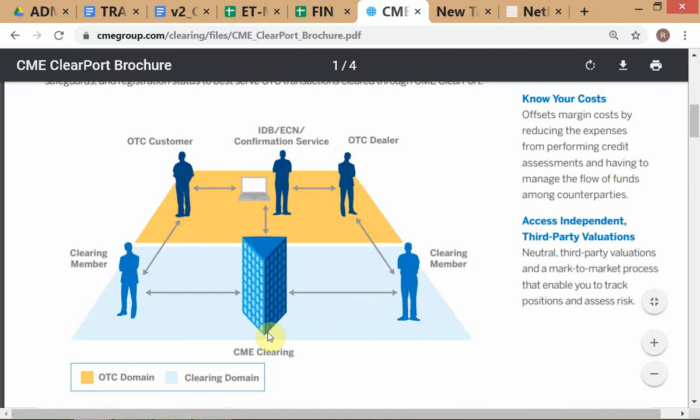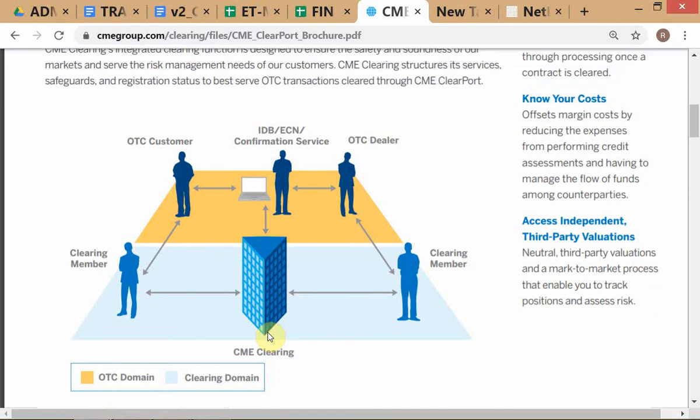Now CME clearing, this is actually the clearing house. So please note there are also notes. These are all there. We also have readings from Hull for this topic. So make sure you read that also. But those readings, actually first try to understand what I'm telling you.